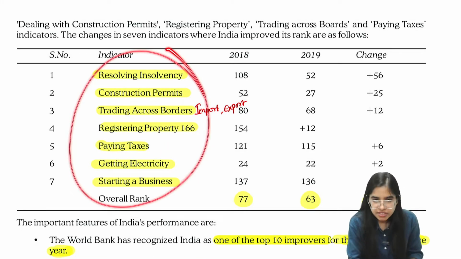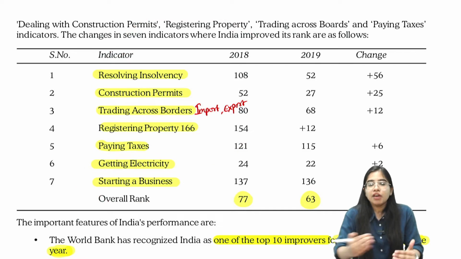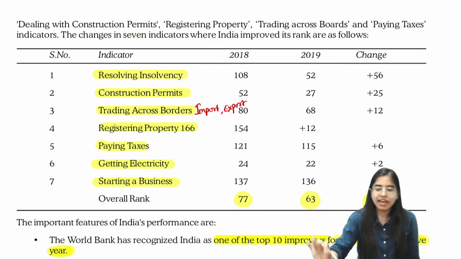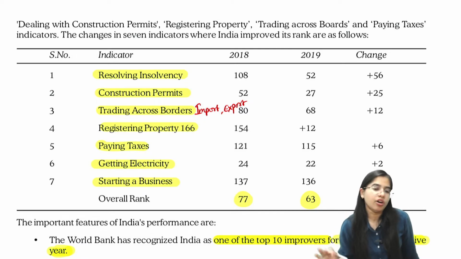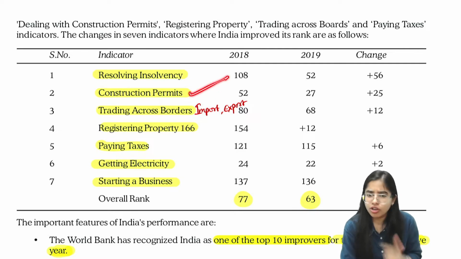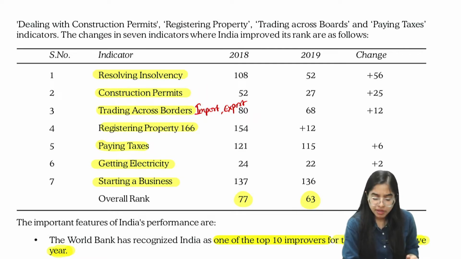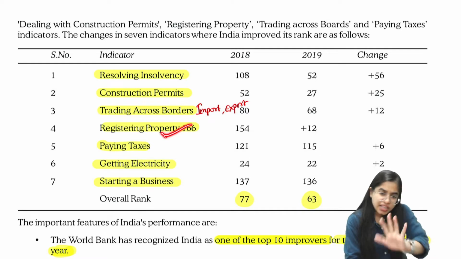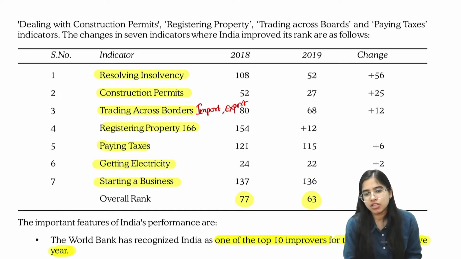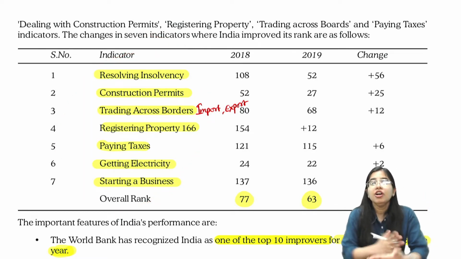So all these factors we see, and on the basis of these factors we give scoring to countries, that after considering all these factors we will decide whether doing business is easy in India or not. We will see whether it is easy to resolve insolvency in your country, whether your country gives easy construction permits, whether import export is done, whether it's easy to register property in your country, how paying taxes is more or less, is it easy to get electricity, is it easy to start a new business in your country. We consider all these factors to give a ranking to a country.